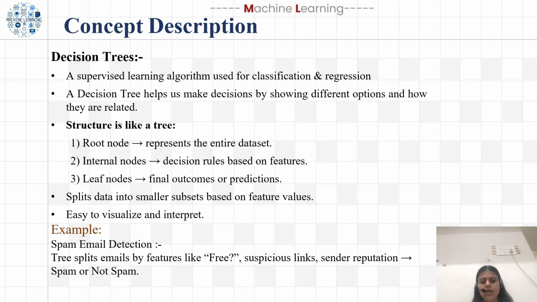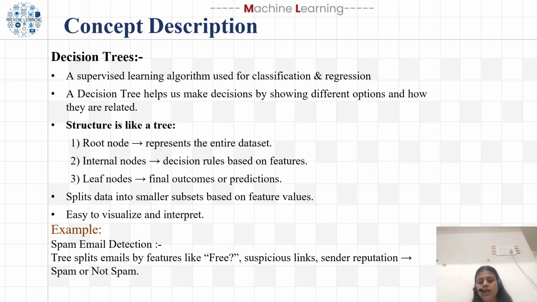Now let us understand the concept of the decision tree. A decision tree is a supervised learning algorithm used for both classification and regression. It helps us make a decision by showing different options and their outcomes in a tree-like structure. Decision trees have three basic components: root node, internal node, and leaf node. First is the root node. The root node represents the entire dataset, and the internal nodes represent the decision rules based on the features. Third, the leaf nodes represent the final outcomes or the predictions.